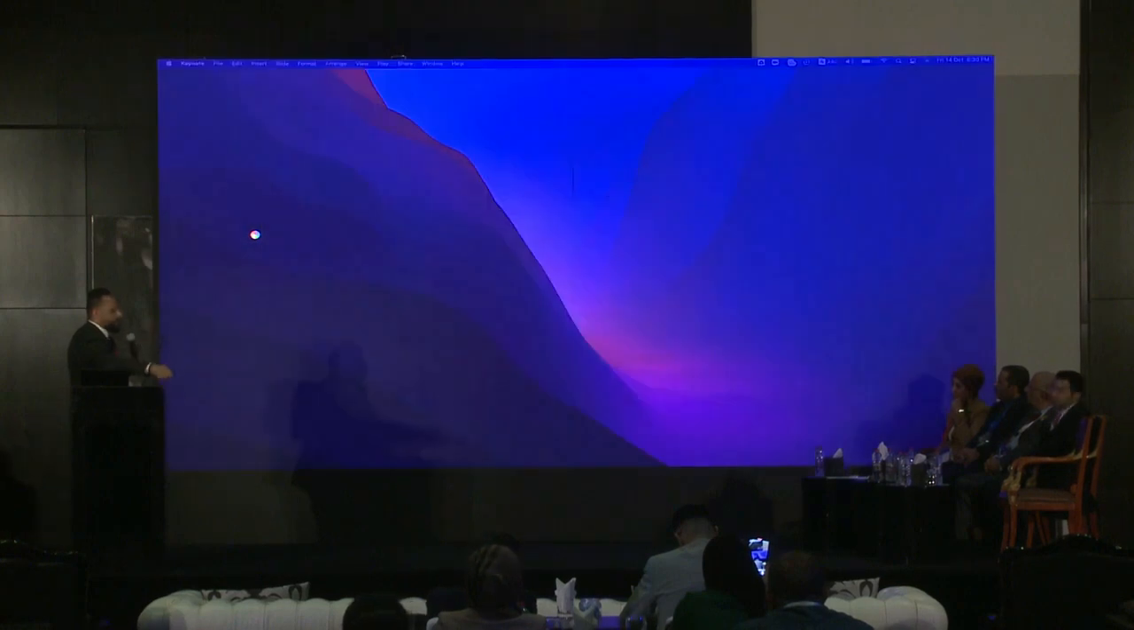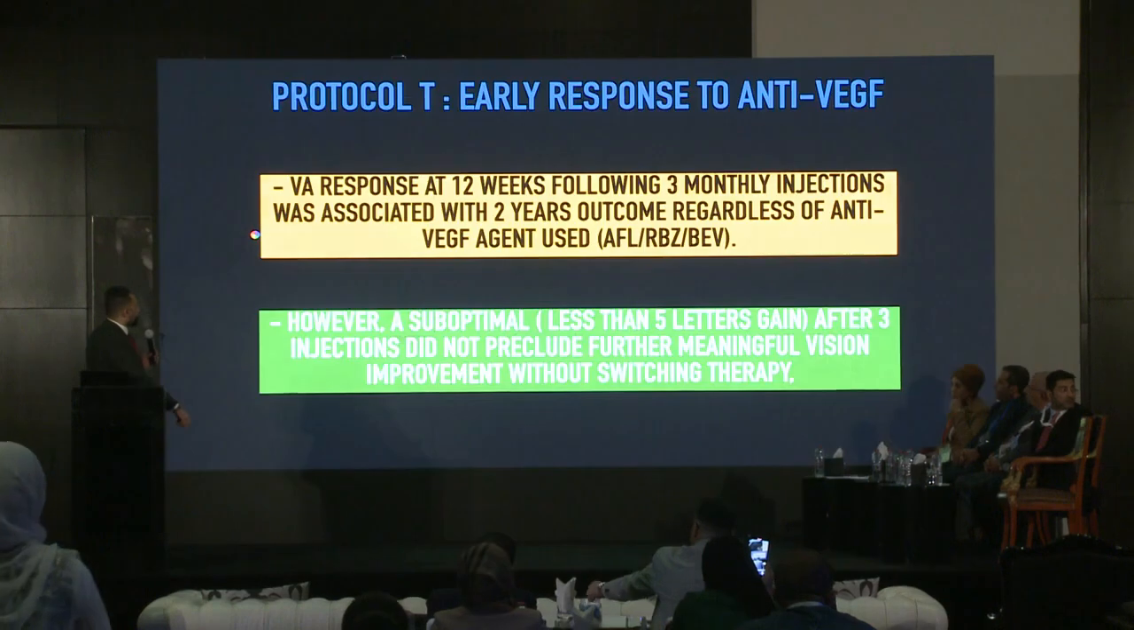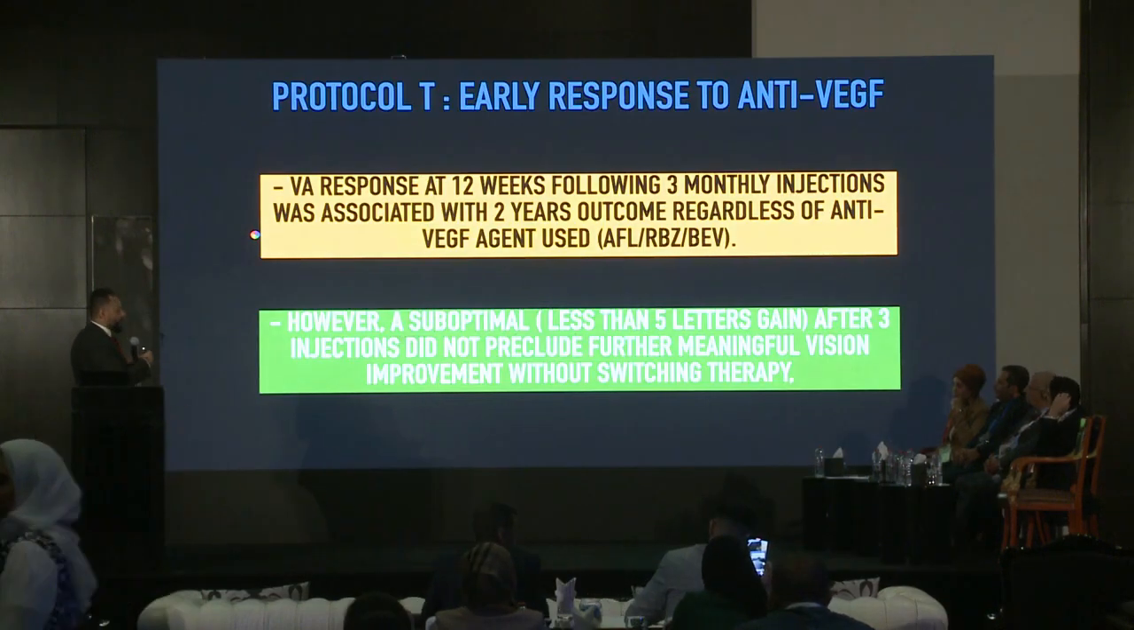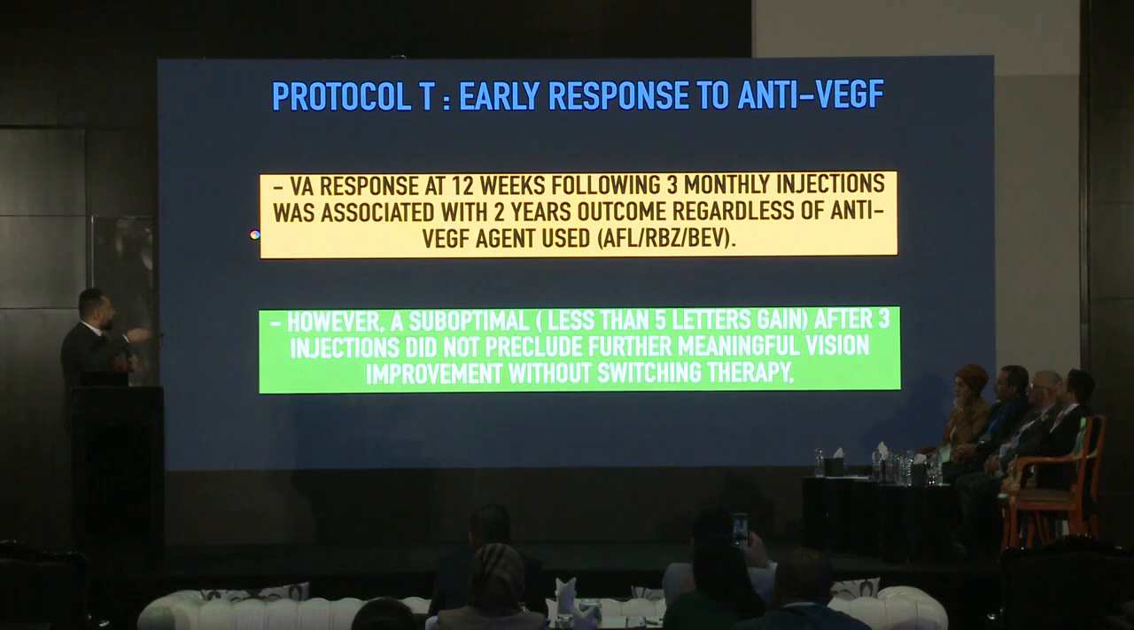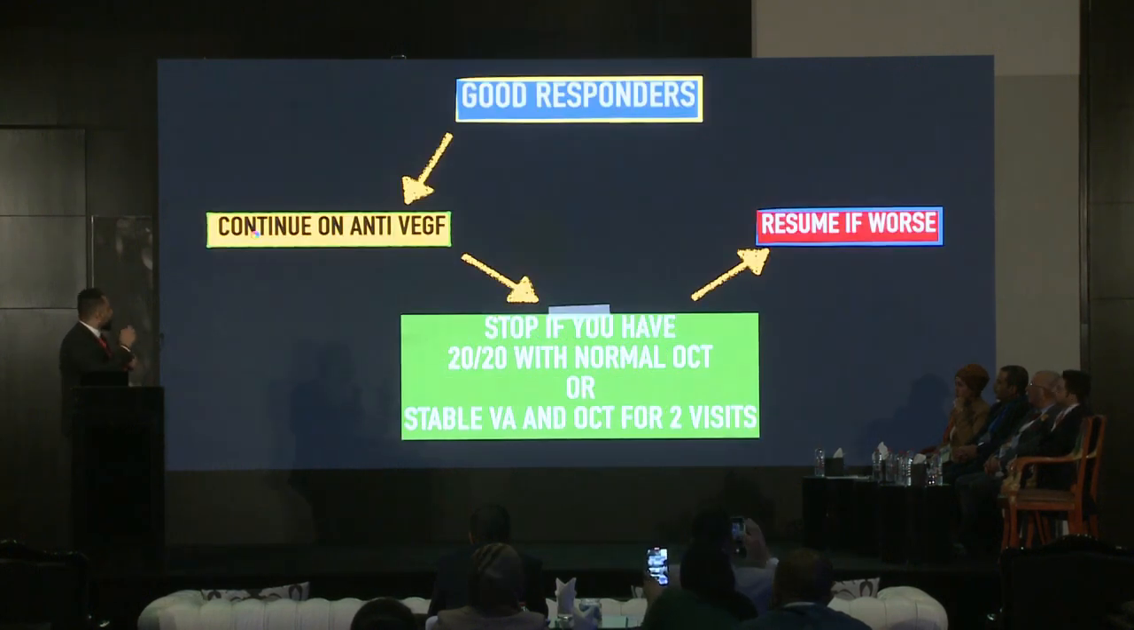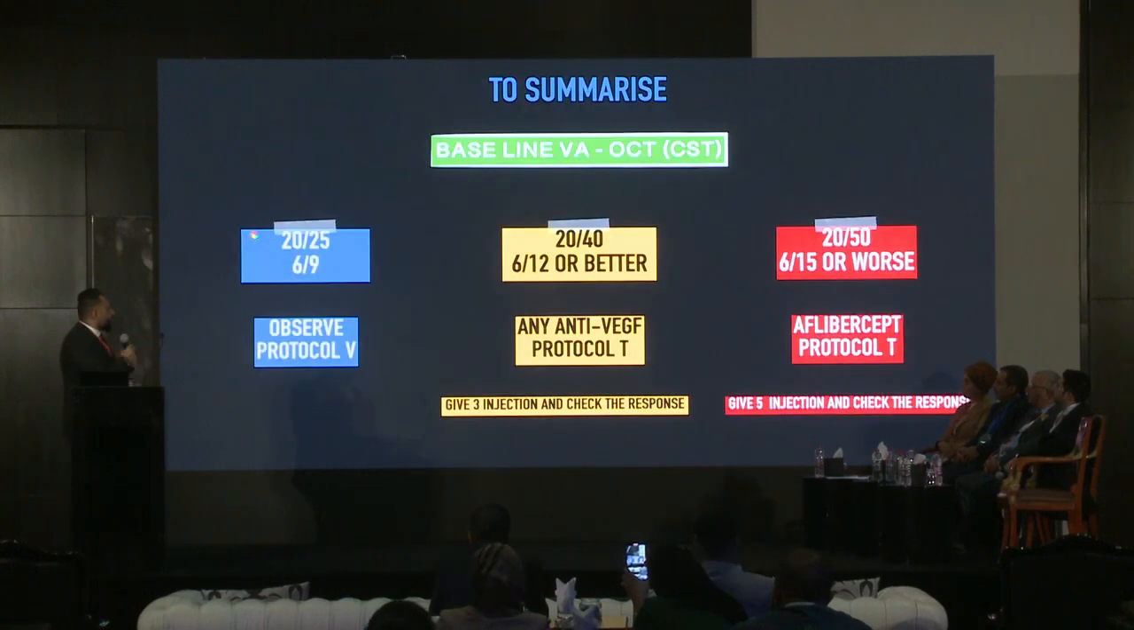For the response, the early response to anti-VEGF is important. When you inject your patients, the first 3 months, the first 3 injections, are highly predictive of the first-year or even 2-year outcome of the injections. If you give the injection for 3 months and these patients improve visual acuity, that means the patient will have improvement over the 2 years. So it is very important to measure the early response to anti-VEGF. If we have a good response, continue anti-VEGF, stop if you have 6/6 or a normal OCT, and then resume if it gets worse.